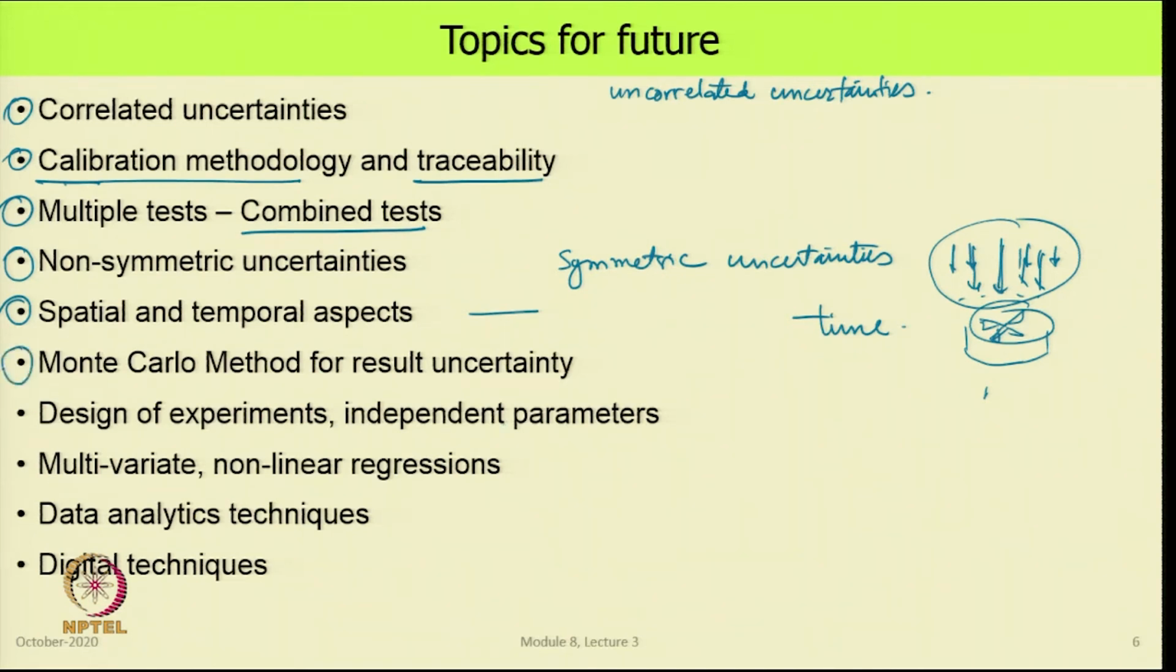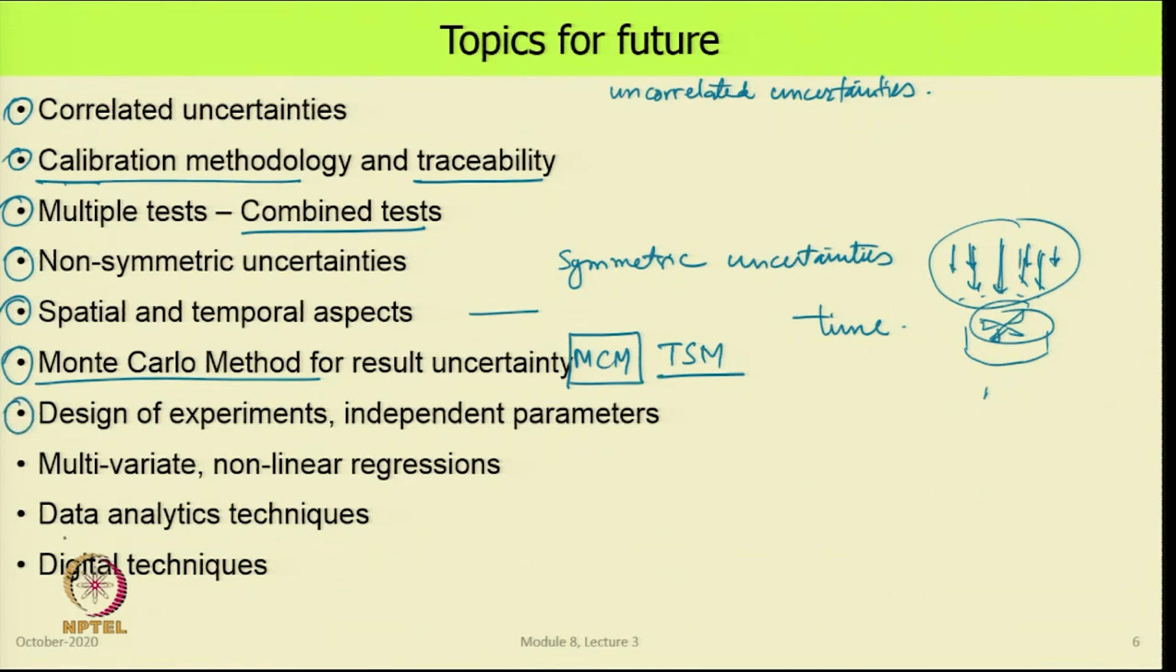We learned about the Taylor series method of uncertainty propagation, and that too for a very simple case of uncorrelated uncertainties. The other technique which is powerful is the Monte Carlo method, MCM. We have not studied this at all. That is another topic for an advanced course.